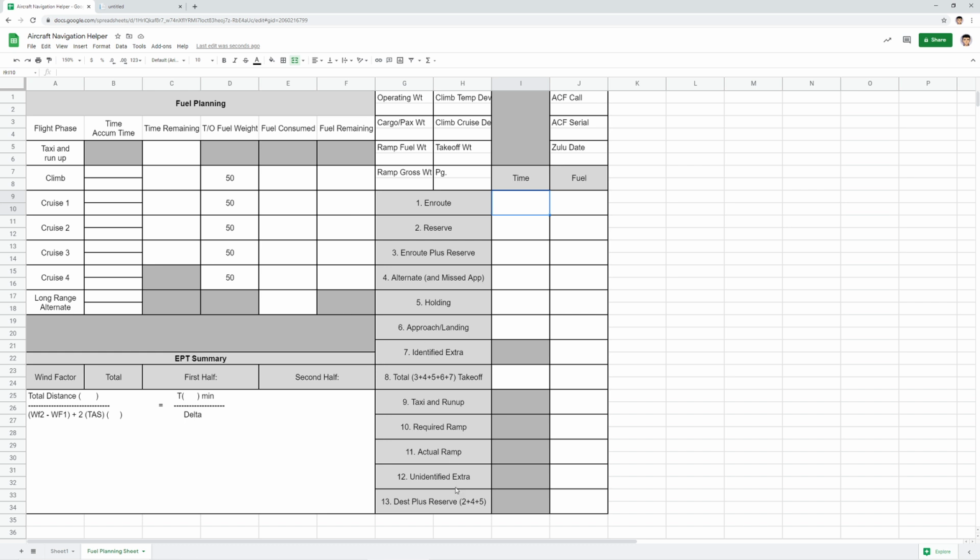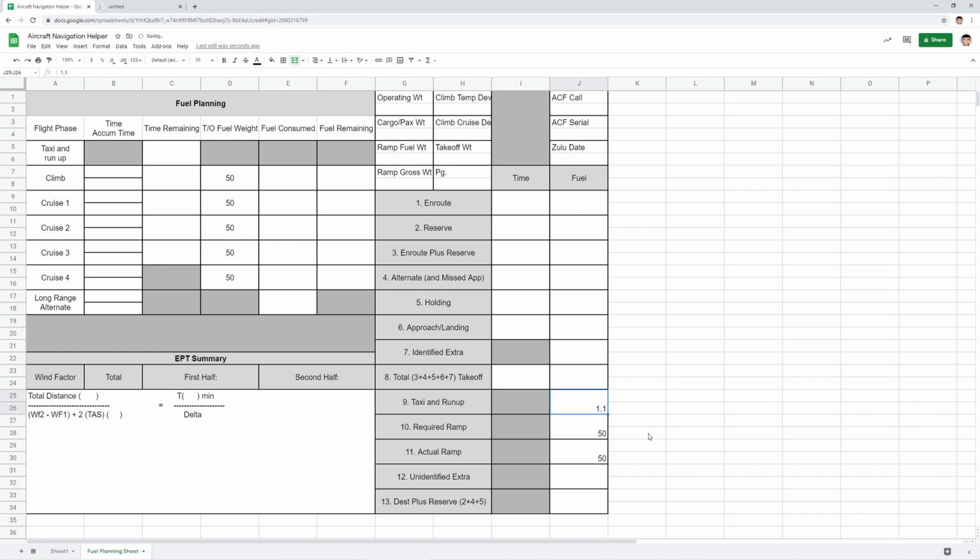But what we do know is how much our taxi as well as our run-up fuel is going to be. The Cessna 172 says it uses 1.1 gallons of total fuel for that purpose. So when we do take off, my fuel weight is not going to be 50 gallons. It's going to be 48.9, because that's what we have at that particular point. So my actual ramp fuel at this point, if you want to work this way, you can. But like I said, I almost find it easier to work backwards.